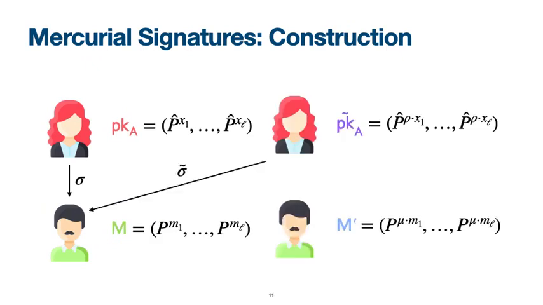Now, in terms of updating the signatures, Alice can have a randomized public key, which is her original public key raised to some value rho. And when Bob updates his public key, it is his original public key raised to some value mu. And these signatures can be updated so that they validate under the new keys on the new messages.